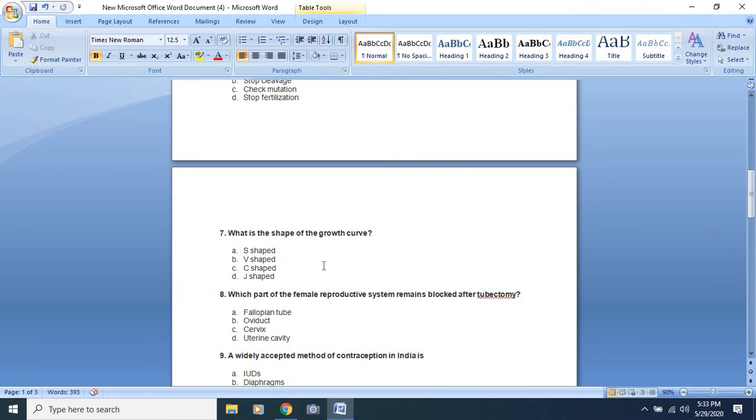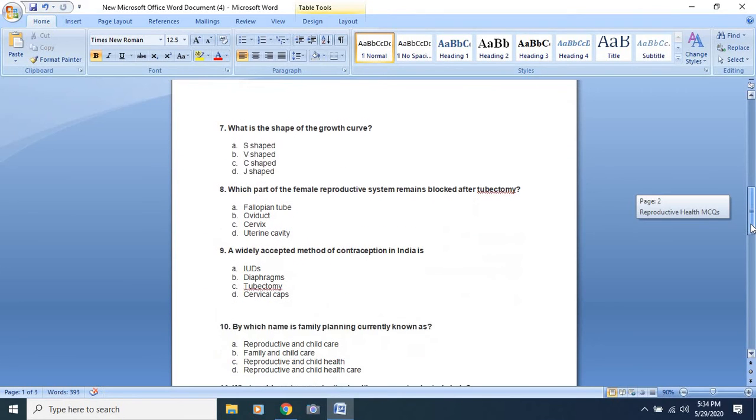Next, what is the shape of the growth curve? So the answer will be A option, that is the S shape. Which part of the female reproductive system remains blocked after tubectomy? Eighth number, that is the A option, fallopian tube.